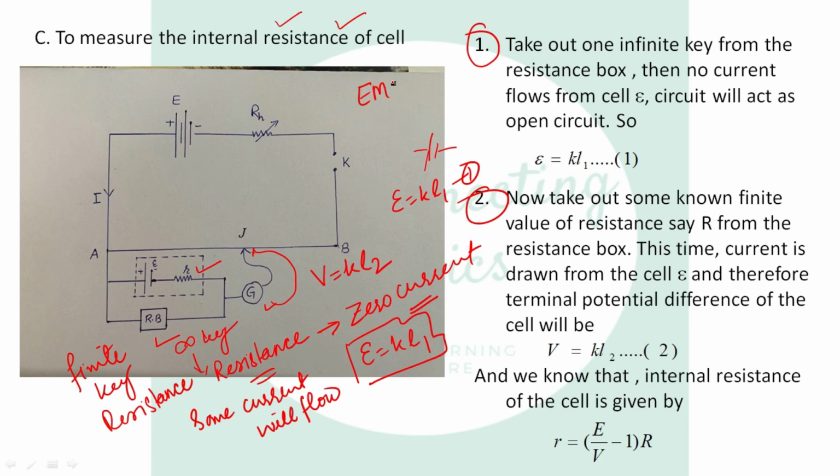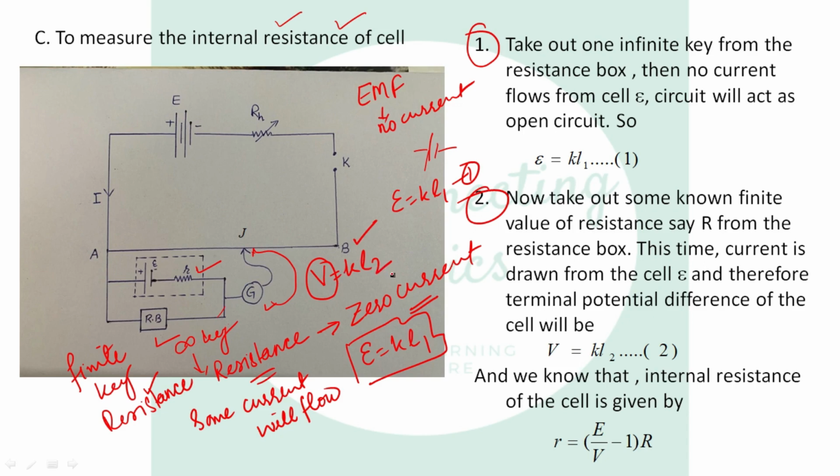EMF is the potential difference between the terminals of a cell when no current is drawn from the cell. And this is the terminal potential difference. Why? Because current has been drawn from the cell, due to this finite resistance set up here. So this time we will write the potential drop across the cell, that is V equal to K into L2.